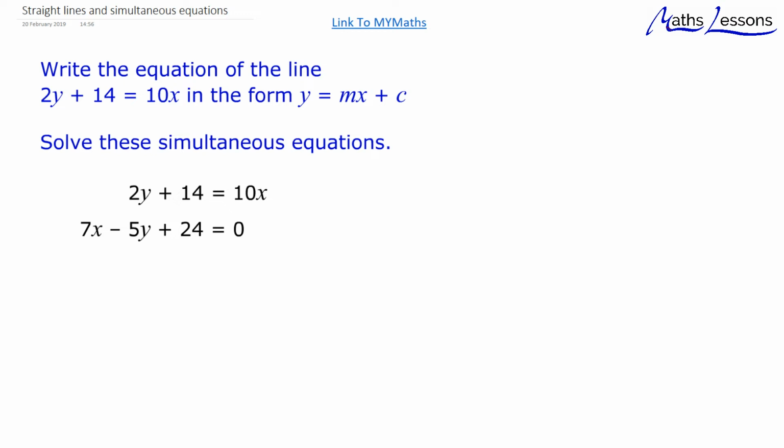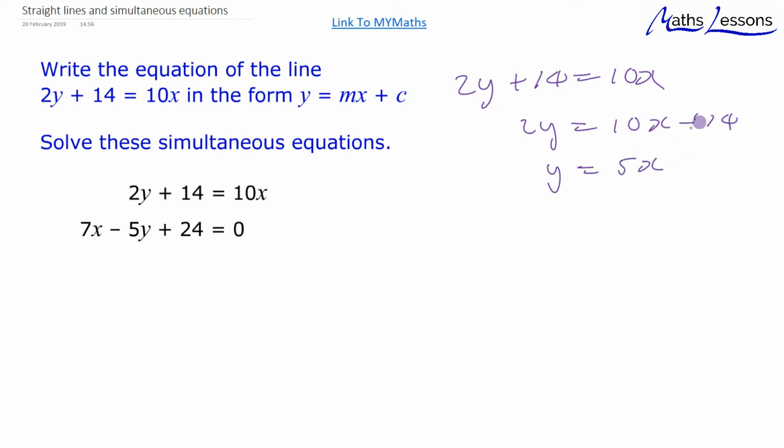Right, here we go. So we've got, I want to write this equation in this form. So you have 2y plus 14 equals 10x. So take away 14 from both sides, you get 2y equals 10x minus 14. Divide both sides by 2. Divide this by 2, you get y. Divide this by 2, you get 5x. Divide this by 2, you get minus 7.